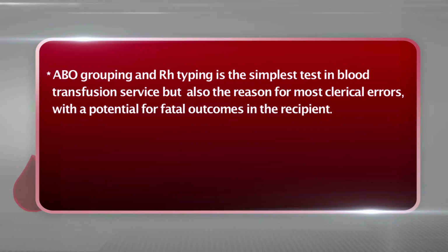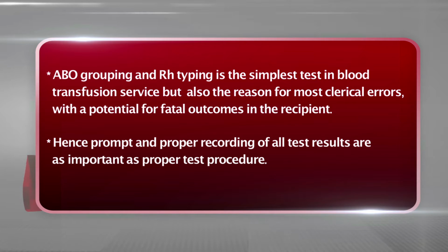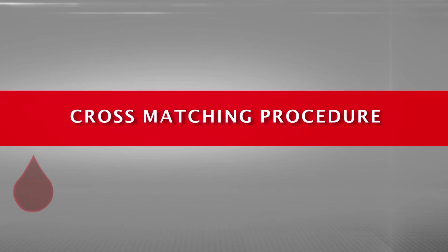ABO grouping and RH typing is the simplest test in blood transfusion service, but also the test where most clerical errors occur, with a potential for fatal outcomes in the recipient. Hence, prompt and proper recording of all test results are as important as proper test procedure. Cross-matching procedure. Cross-matching plays a vital role in the blood transfusion service.